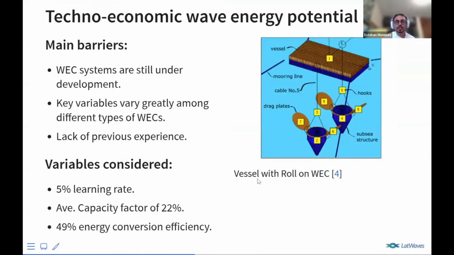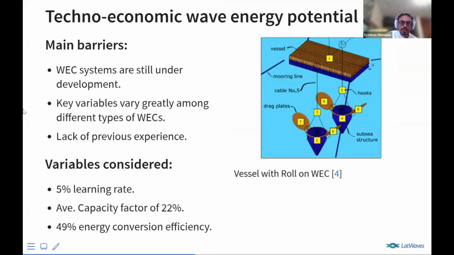And when we talk about the techno-economic wave energy potential, the main barrier is that wave energy converter systems are still under development. Key variables like layering rate, capacity factors, and energy conversion efficiency vary greatly among different types of WECs and designs. There's also a lack of previous experience here in the Galapagos Islands and in Ecuador.